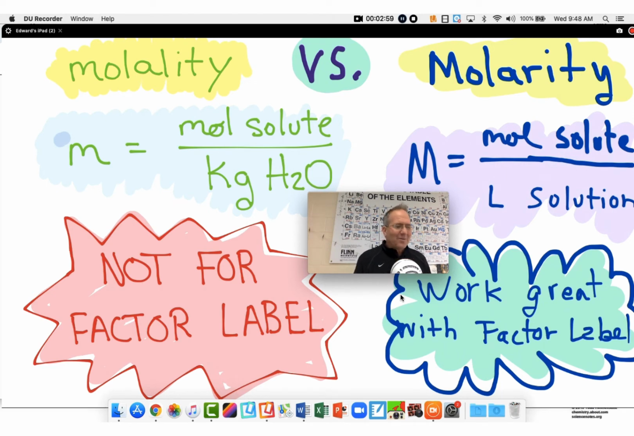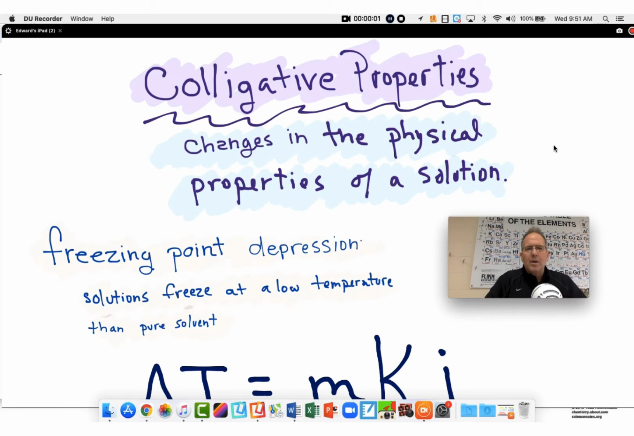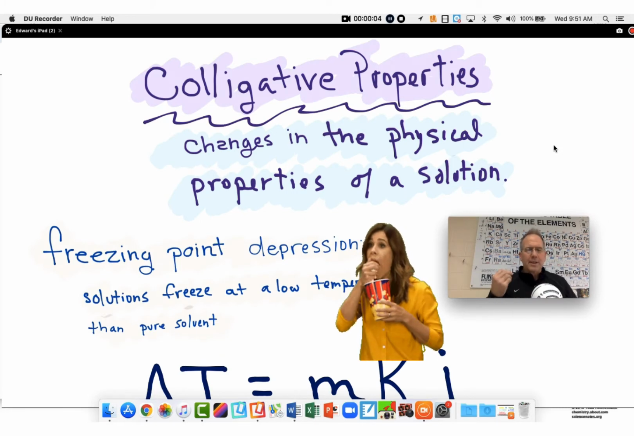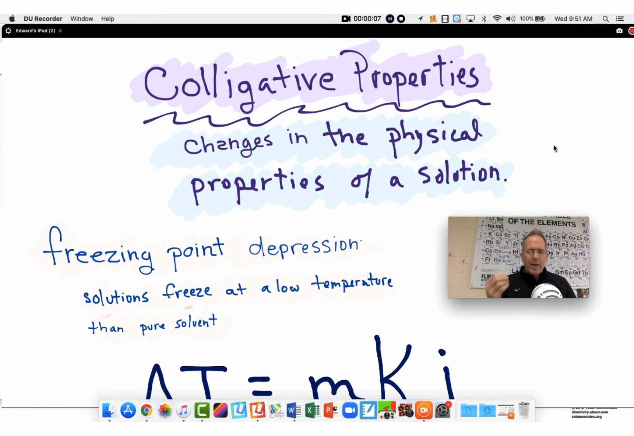All right, let's look at what molality is used for. What we call the colligative properties. The colligative properties are how a solution's properties change as it becomes more concentrated. Let me say it another way. A pure solvent like water freezes at 32 degrees Fahrenheit. If we add salt to that water, the temperature at which it freezes will drop. This is why we add salt to the roads in the wintertime, to melt the ice.